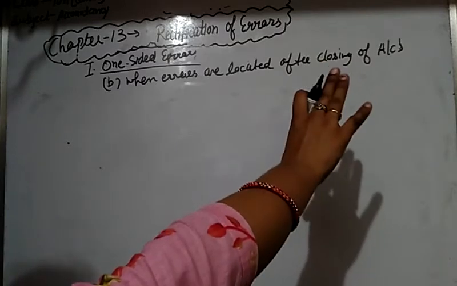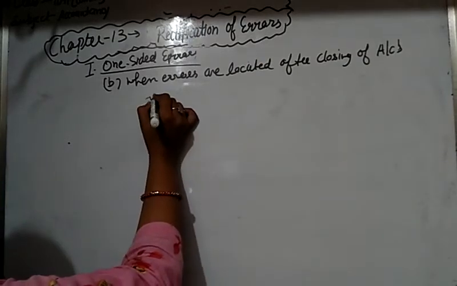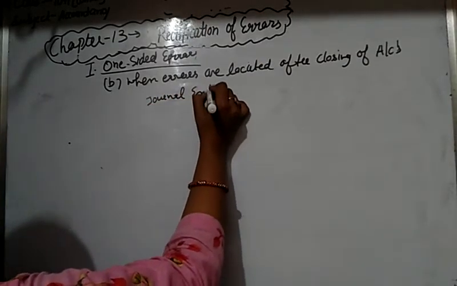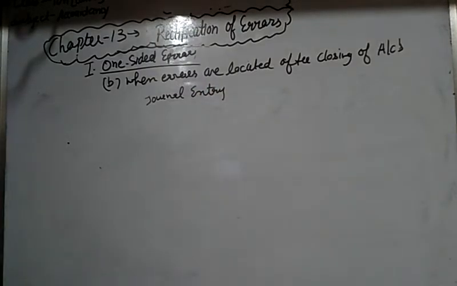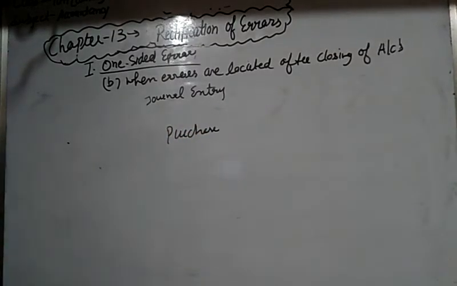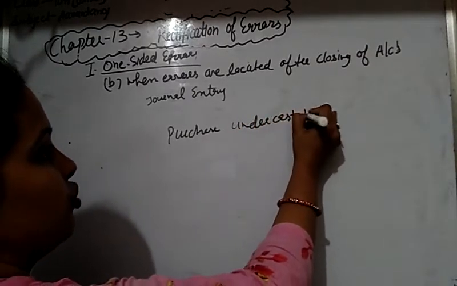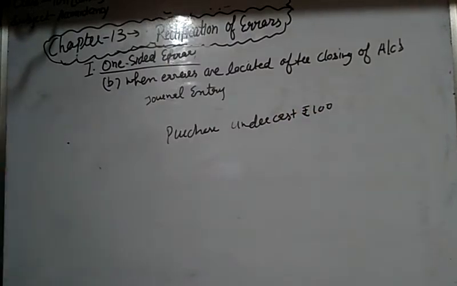of accounts, okay, so rectifications are carried out by passing a journal entry. So we pass a journal entry to rectify the account. So in case of one-sided error, only one account is debited or credited for the rectification. If purchase account is overcast, or we can say undercast with rupees 100, so we have to rectify it because this error is located after closing of accounts.